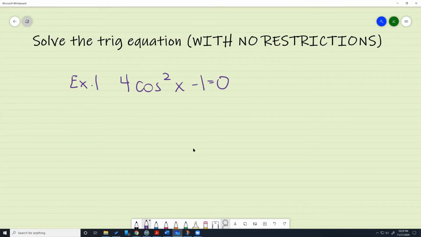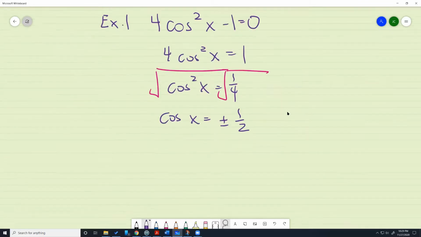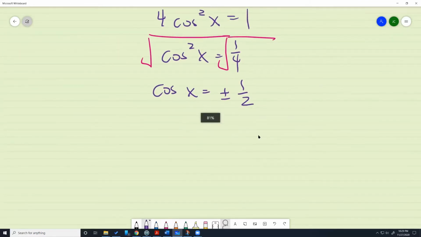This is actually a difference of squares pattern, and you can factor this if you want, but I'm just going to solve for x directly. I'll do that by adding 1 first, then dividing by 4, then taking the square root of both sides. I will get plus or minus 1/2. I can split this up now into 2 equations and solve for each one individually.